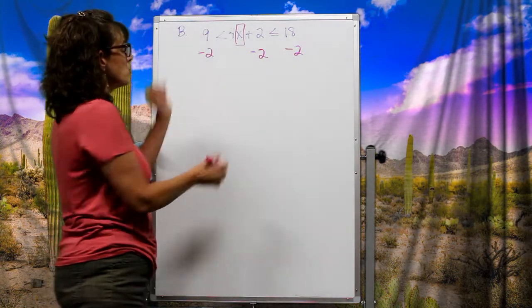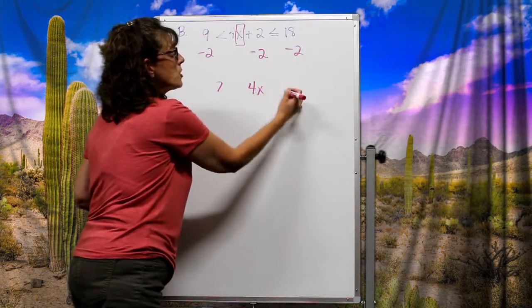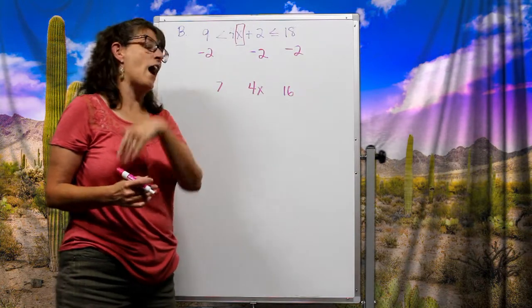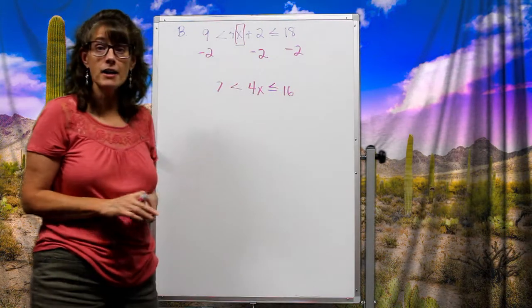Now when I subtract a 2 here, I get a 7. When I subtract a 2 here, I get a 4x. And when I subtract a 2 here, I get a 16. Now, do I flip these inequality symbols? Nah. I didn't even multiply or divide, let alone multiply or divide by a negative.